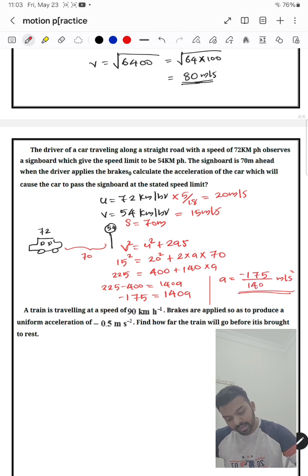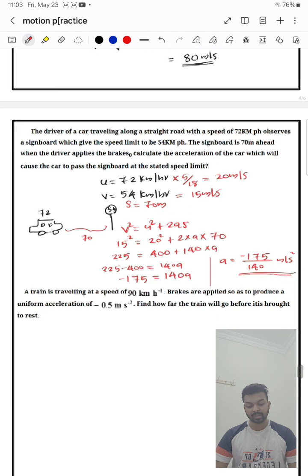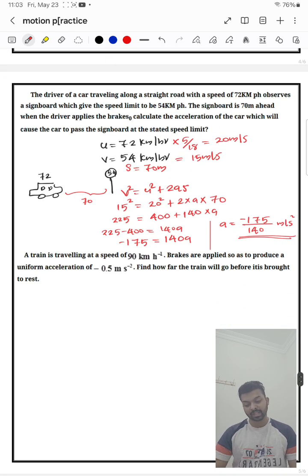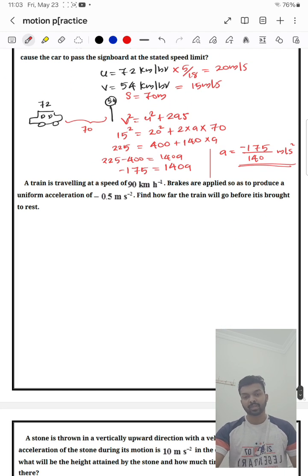I am not doing the final calculation because we are short of time. So acceleration is equal to minus 175 by 140. Anyway, the answer becomes close to minus 1 point something. Even if you complete the answer up to this step, you will get the maximum score. Okay, clear? Now going on to the next kind of question.